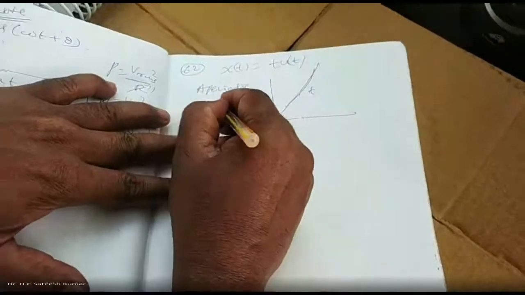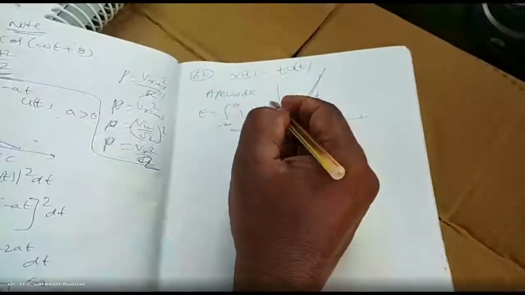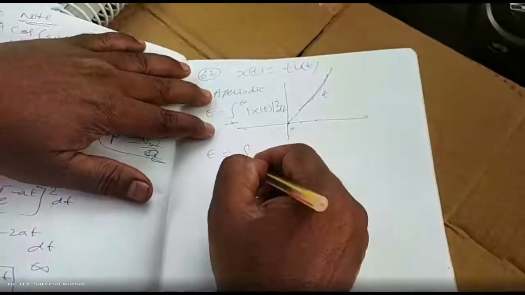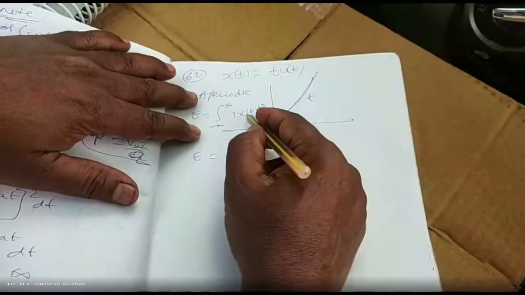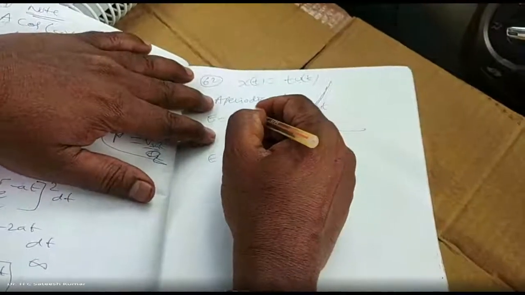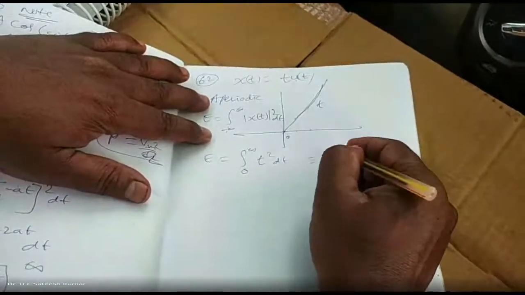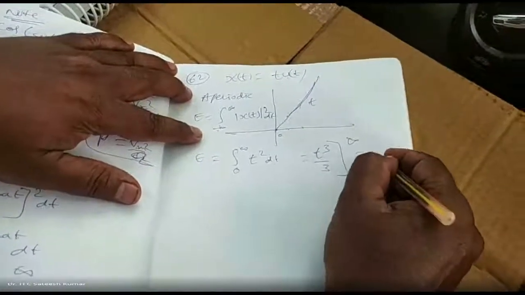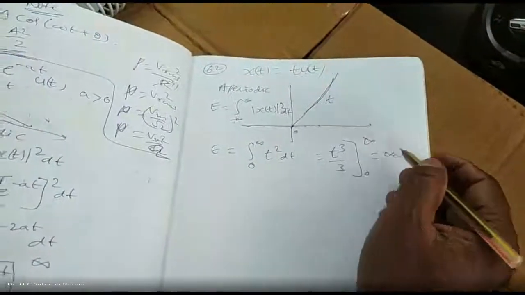So energy is equal to integration from minus infinity to plus infinity, magnitude of x of t whole square dt. Since u of t is there, instead of minus infinity to plus infinity, we should take it from 0 to infinity, t square dt. Integration is t cube by 3 between the limits 0 to infinity, which is upper limit infinity minus lower limit 0. Infinity minus 0 is infinity, you will get it.